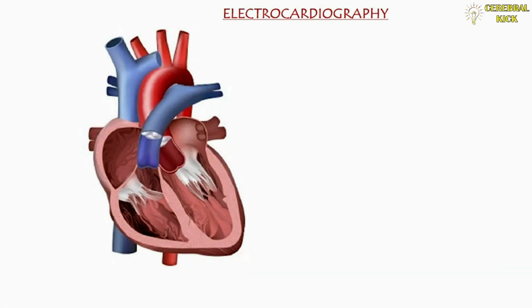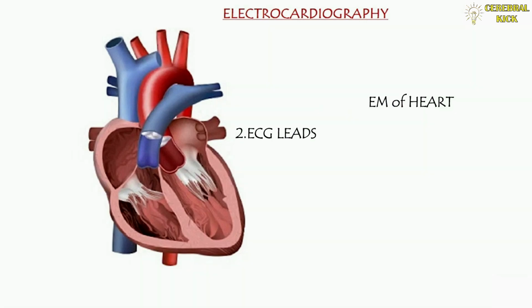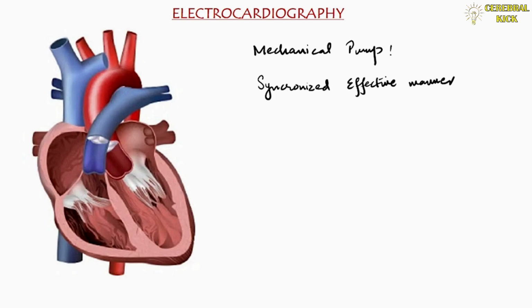So in the first chapter, we are going to dwell into the conducting system of the heart, and then we're going to study how the ECG captures the heart activity from different angles. Let's begin. So the heart is essentially a mechanical pump. Now, in order for a mechanical pump to pump effectively, it has to contract in a very synchronized manner. This means that the electrical activity needs to be in a very synchronized way.